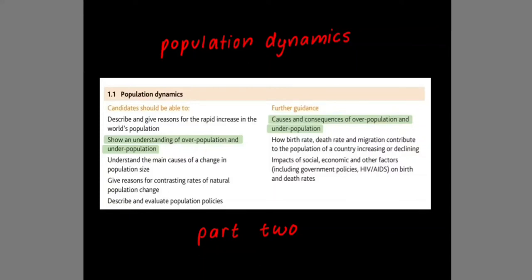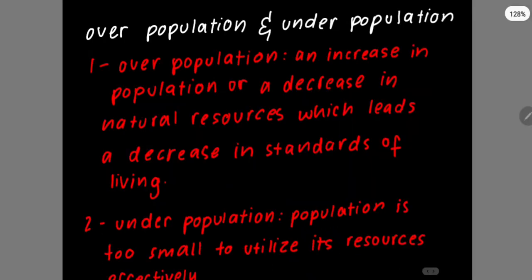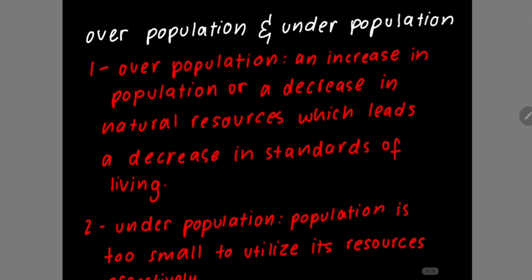Today we're going to be doing these highlighted parts of the syllabus, that is to understand overpopulation and underpopulation, as well as the causes and consequences of these two. So there are three terms that you need to know in this chapter. First one is overpopulation.